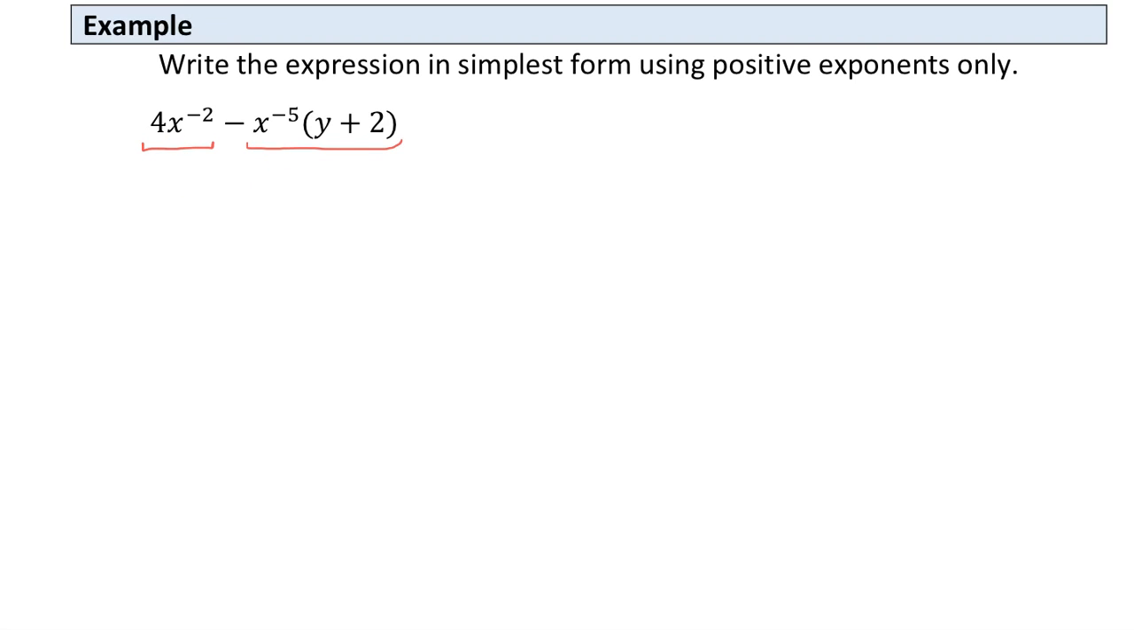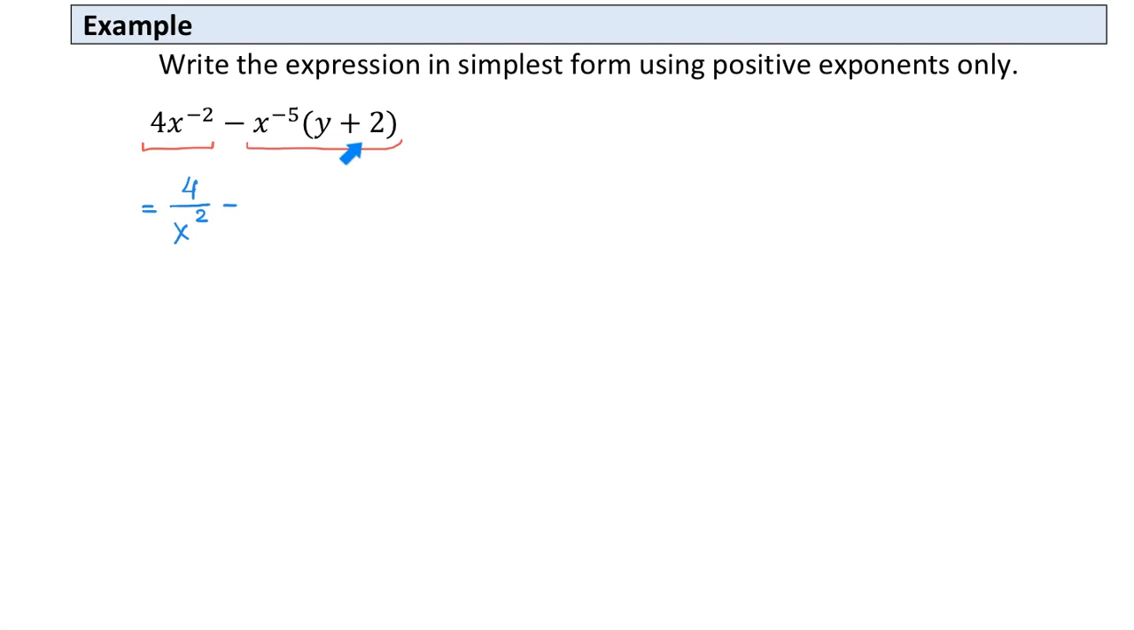The first expression is a product of 4 and x to negative 2. Number 4 doesn't have a negative exponent, but x has a negative exponent. We will move x to the denominator and the exponent will become positive. But keep in mind that because 4 doesn't have a negative exponent, 4 will stay in the numerator and only x will go down and the exponent will become positive.